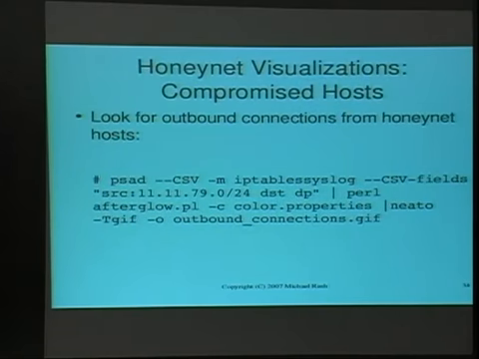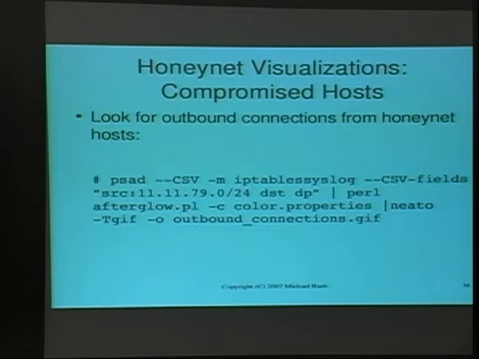Okay, so I knew that this was a Honeynet, so hopefully there were some compromised boxes in there. I used psad here in the CSV mode to parse the iptables log file, this 39 megabyte file, and I told it that I wanted to graph only the source, destination, and destination port values such that the source address came from the Honeynet.